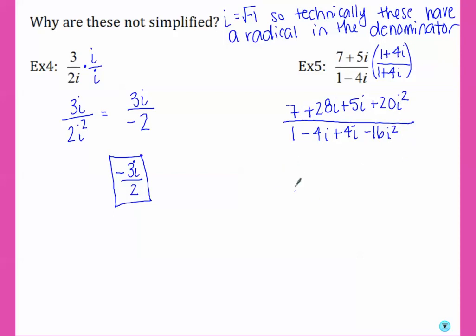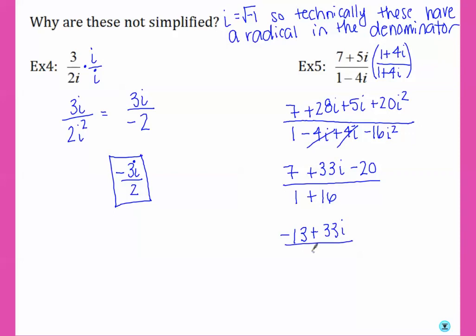We know our i squareds are going to change to -1, so we'll have 7 plus, we can combine these, and get 33i minus 20 over 1. These cancel out. -16 times -1 becomes +16. So we end up with -13 plus 33i over 17.